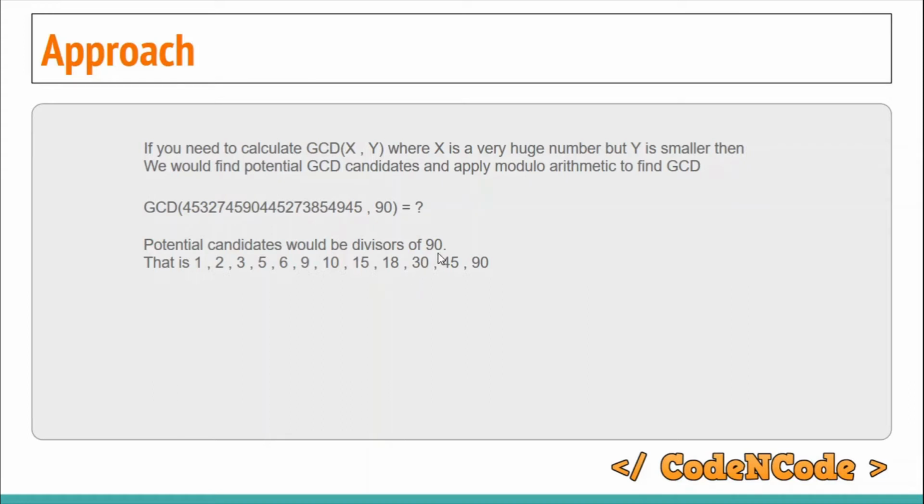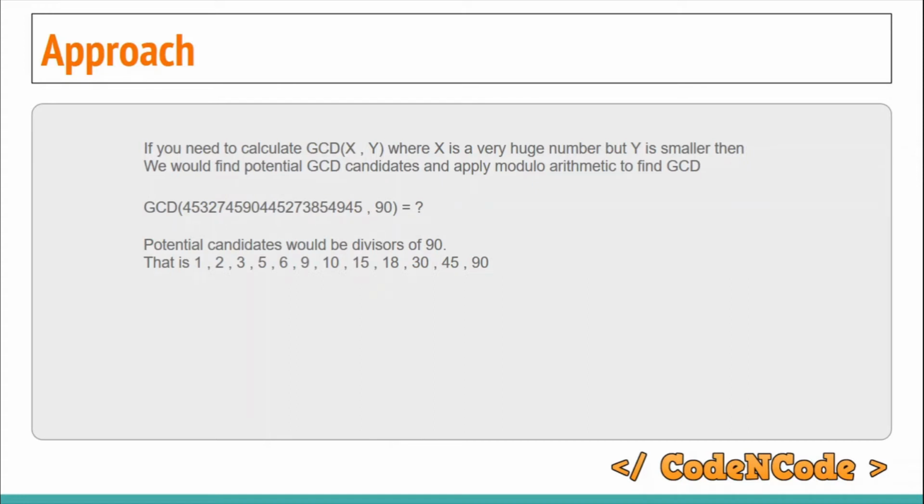For example, the divisors of 90 are 1, 2, 3, 5, 6, 9, 10, 15, 18, 30, 45 and 90. Why are these potential candidates? See, the definition of GCD is that it is the greatest common divisor of both of the numbers. That is, it is the greatest number that can divide both the first and second number. Of course, the GCD first has to be a divisor of both of the numbers, right?